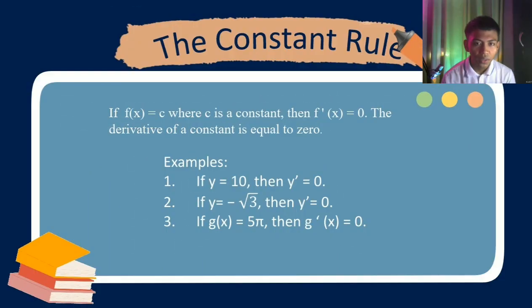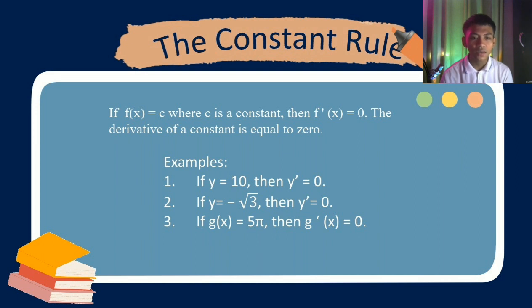Rule number 1, the constant rule. If f of x is equal to c, where c is a constant, then the derivative of f of x is equal to 0. Meaning to say, if a given number is a constant number, then the answer is always 0. Let's give an example.